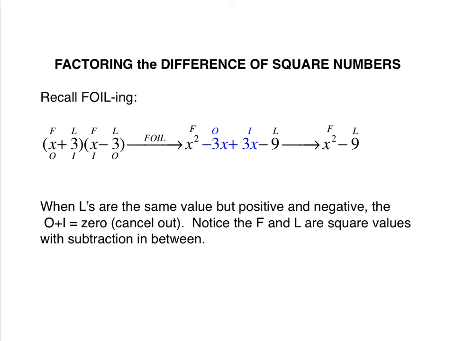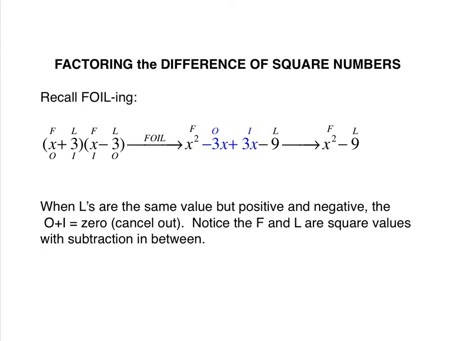In this lesson, we're going to learn our factoring for the difference of squares. So before we dive into the actual factoring process, let's review this type of FOILing where we have two binomials, both have the same first term. The last terms are the same values, but one's a positive, one's a negative. So what happens when we FOIL this out?